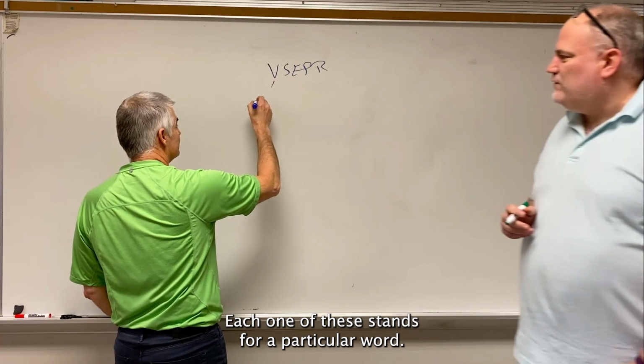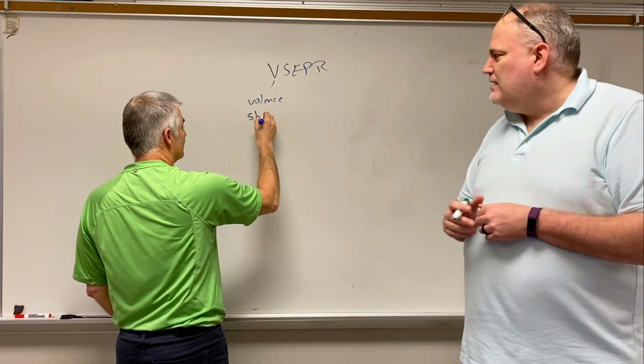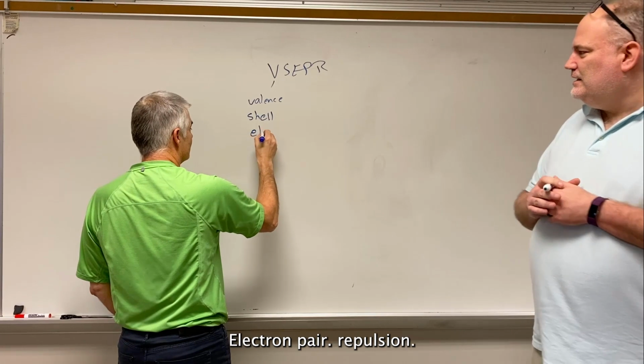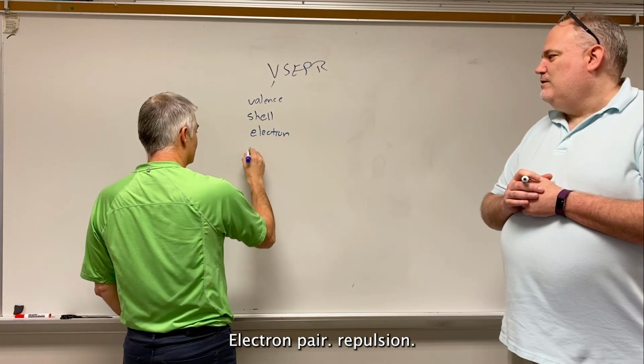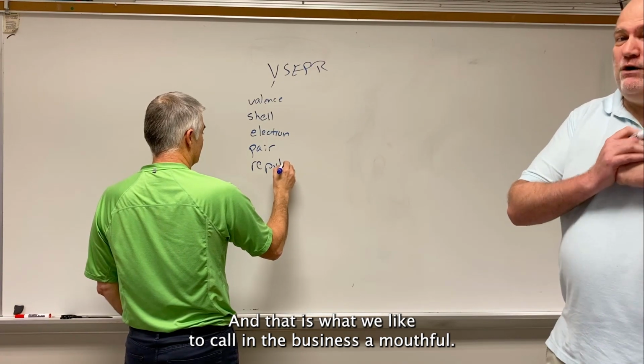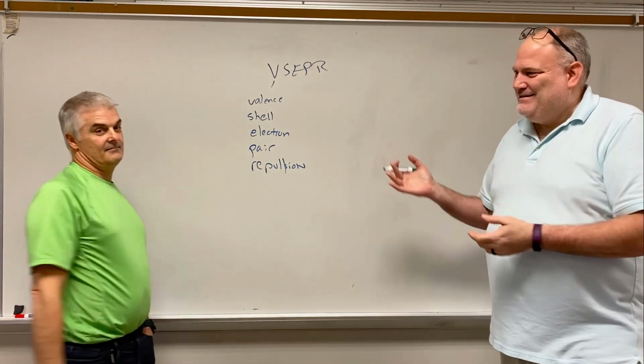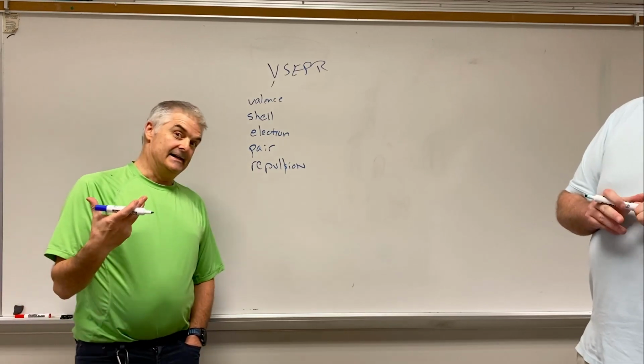Each one of these stands for a particular word, and I encourage you guys to write this down in your notes as you're following along. Valence, shell, electron, pair, repulsion. And that is what we like to call in the business a mouthful. So, what does that mean? You want to take a shot at what that means?